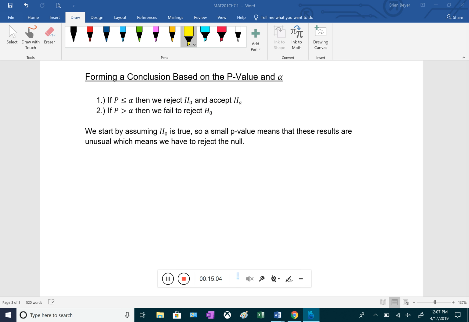And once again, for an explanation of why this is, since we start by assuming that the null hypothesis is true, a small p-value, small probability, means that these results are unusual, which means we have to reject the null since we assumed it was true. Okay, so then in the next sections, we'll actually use all of this introduction and do some of the longer problems.